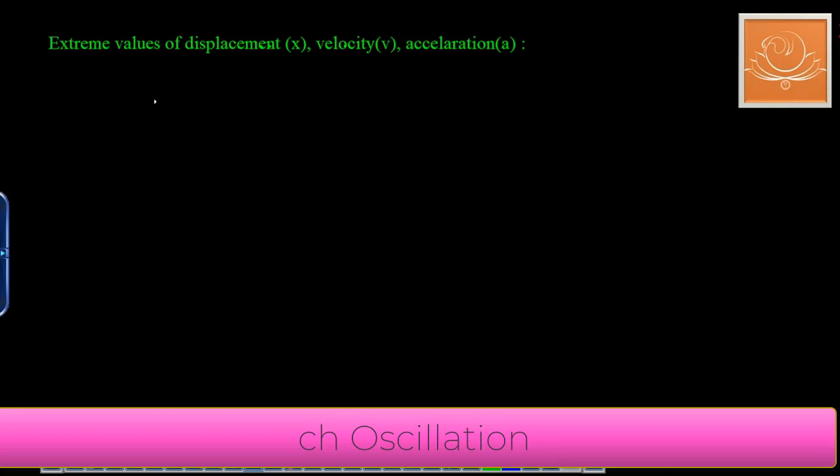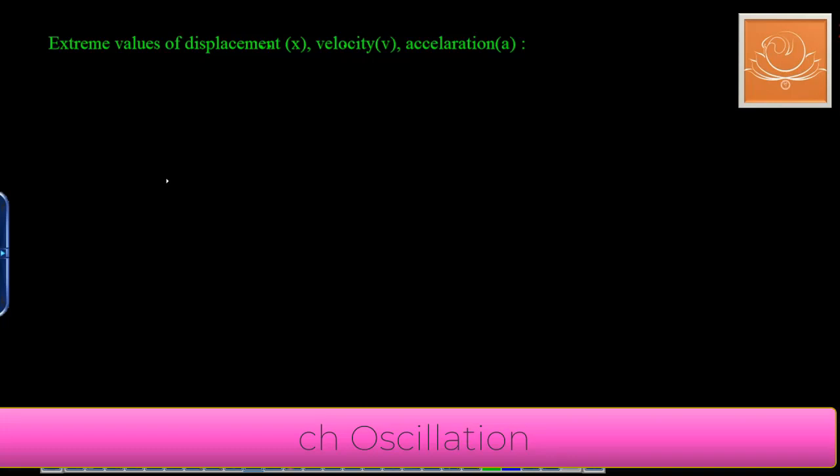Today's articles are: first, extreme values of displacement, velocity and acceleration. Then we have to explain the definitions and equations for amplitude, oscillation, period, frequency, phase and epoch of simple harmonic motion. And lastly, graphical representation of simple harmonic motion.